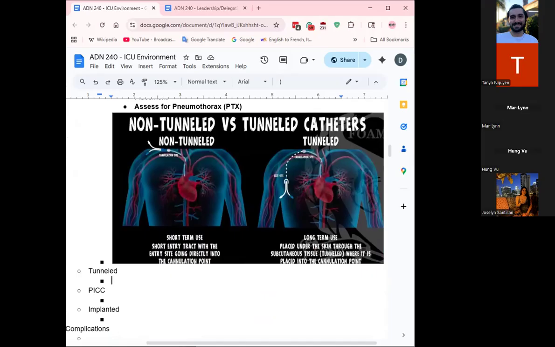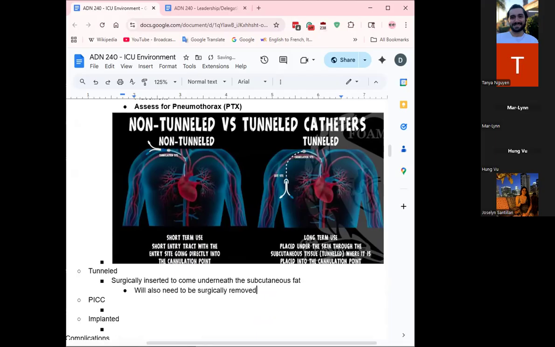What are the benefits that you guys can remember for this type of line as opposed to a non-tunneled? So in terms of tunneled, this one needs surgery to place and to remove. So talk to me about how is this one more longer term than the non-tunneled, or is it meant for short term? What is the risk of infection compared to non-tunneled? That's what I'm looking for here.